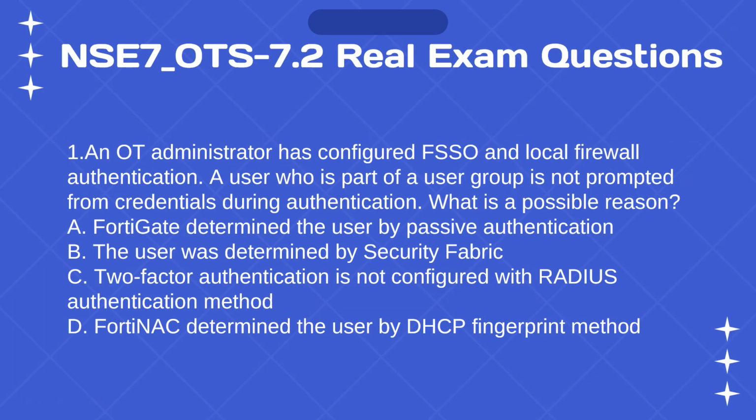1. An OT administrator has configured FSSO and local firewall authentication. A user who is part of a user group is not prompted for credentials during authentication. What is a possible reason? A. FortiGate determined the user by passive authentication. B. The user was determined by Security Fabric. C. Two-factor authentication is not configured with RADIUS authentication method. D. Fortinet determined the user by DHCP fingerprint method.